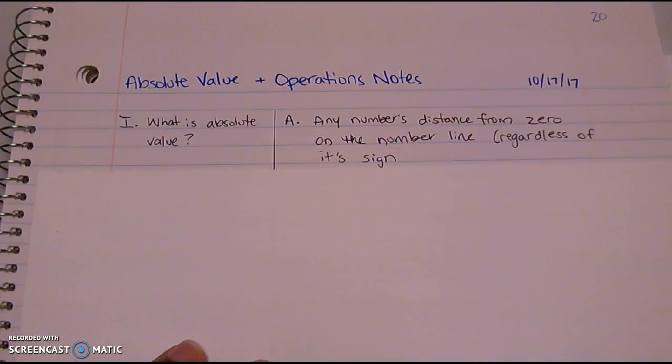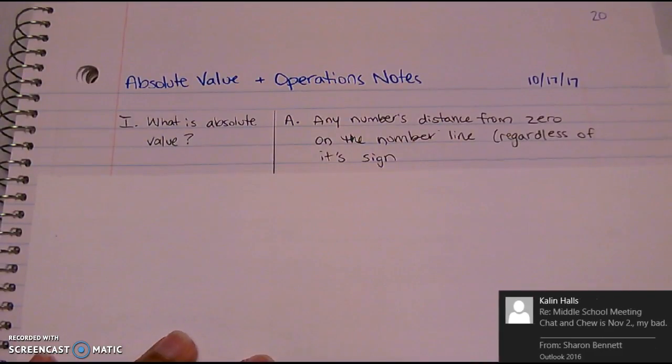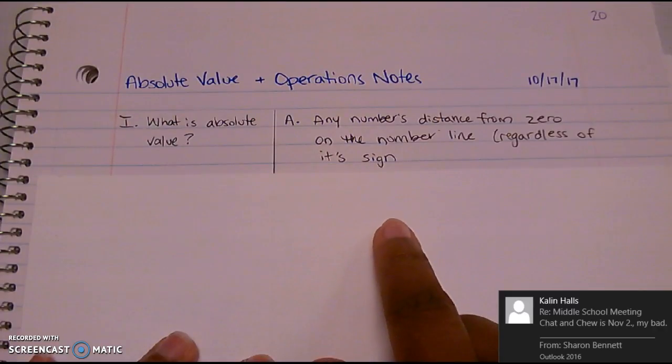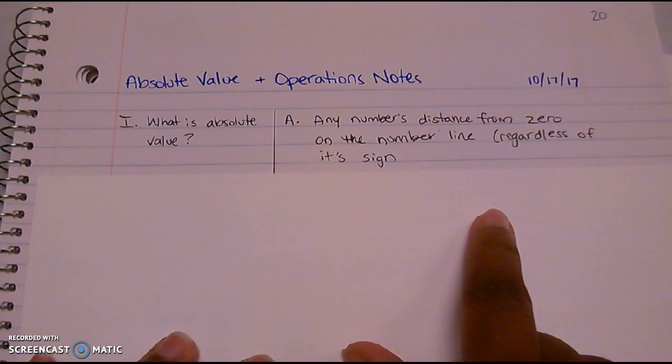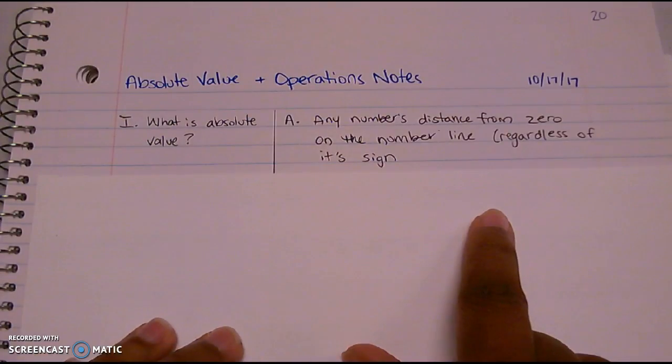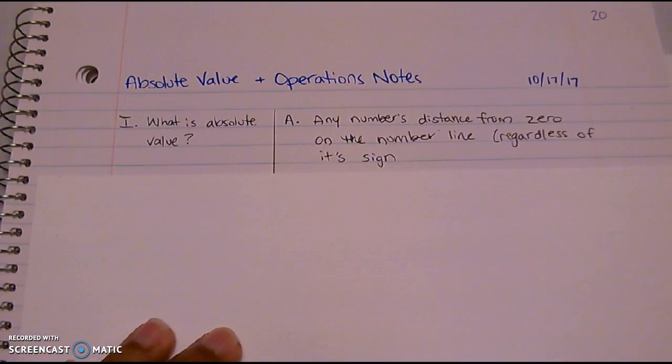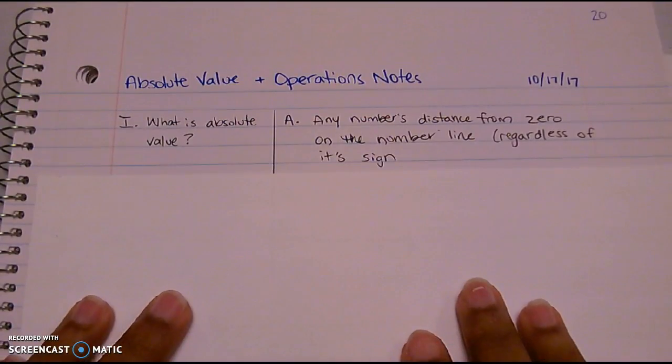So first off, what exactly is absolute value? Absolute value is any number's distance from zero on the number line, regardless of its sign. So essentially, we're trying to figure out how far or how close a number is from zero on the number line.